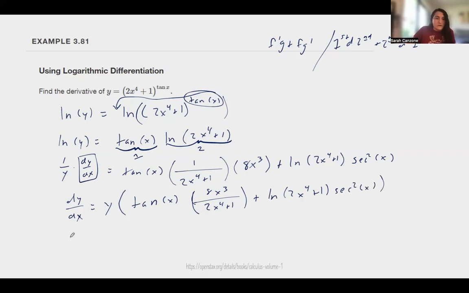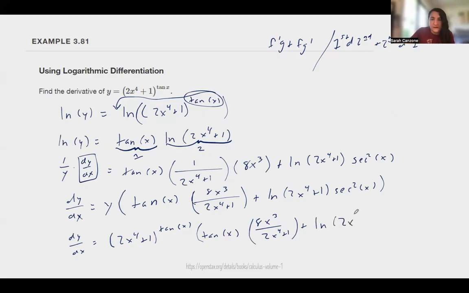We know what y is. We know y is this thing right here, so we can say dy/dx equals, rewrite y as (2x to the fourth plus 1) to the tangent of x, and then rewrite all of this again. So tangent of x, 8x to the third over 2x to the fourth plus 1, plus the natural log of 2x to the fourth plus 1 times secant squared of x. If I have enough parentheses, this should work. All right, and that's your final answer right here.